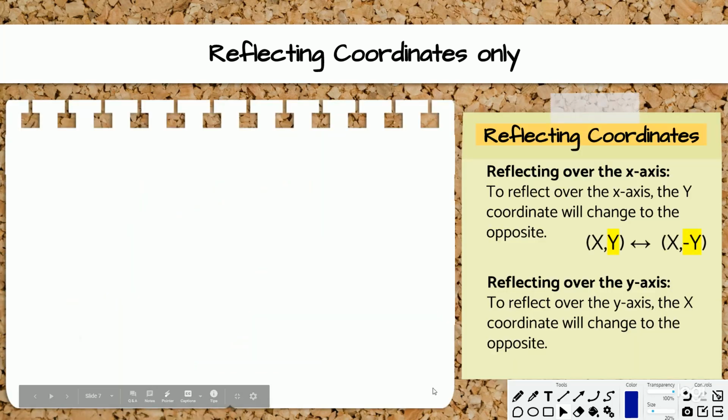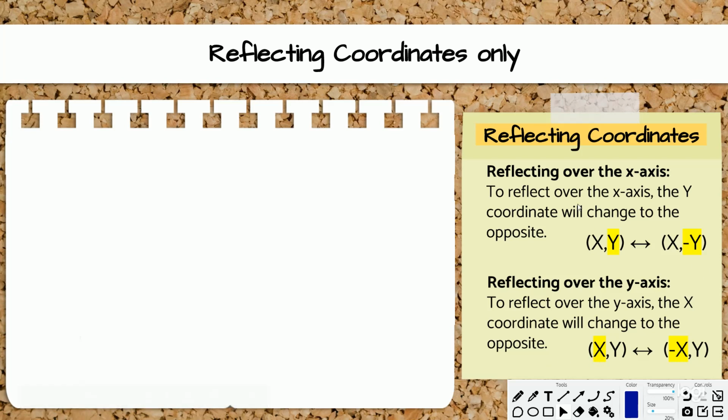So whenever we're reflecting over the x-axis, the y changes. If it was positive y, it's going to change to negative y. If it was negative y, it's going to change to positive y. And then the same type of thing happens when we're doing the y-axis. To reflect over the y-axis, the x-coordinate is going to change to the opposite. If it's a positive x, it's going to change to a negative x. If it was a negative x to start, it's going to change to a positive x.